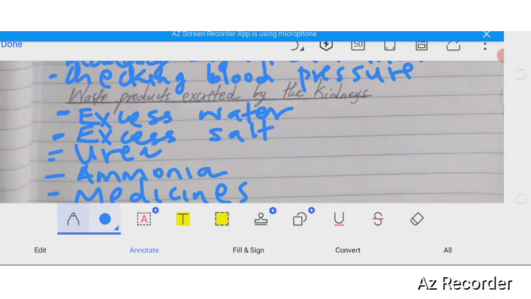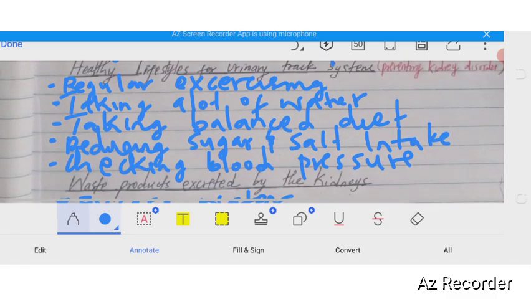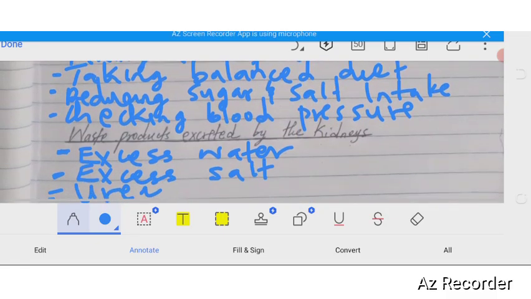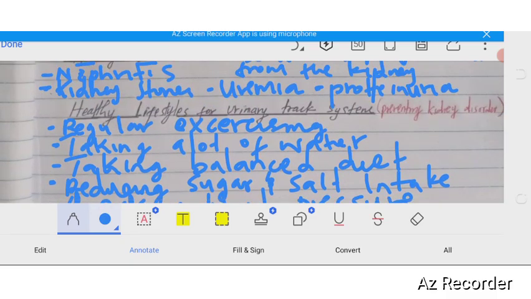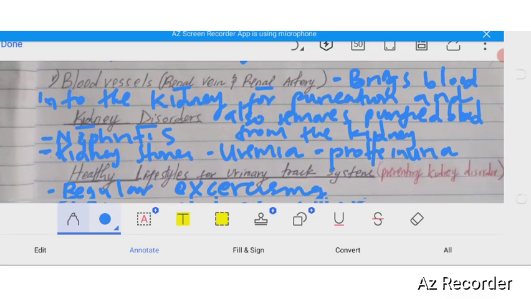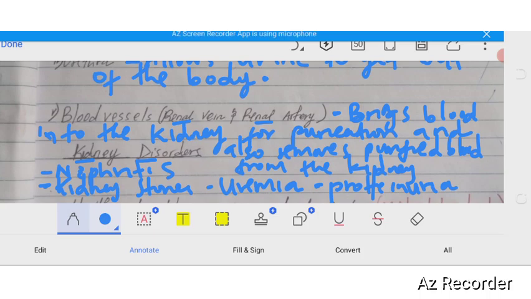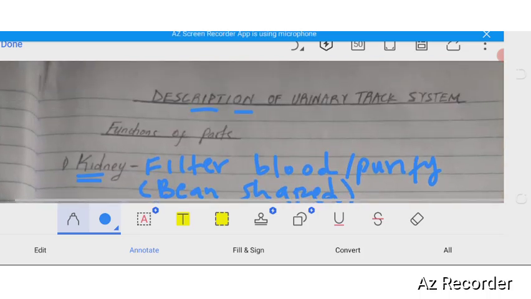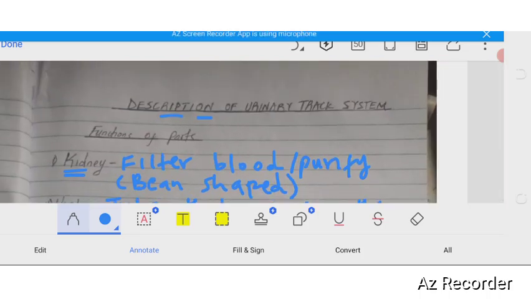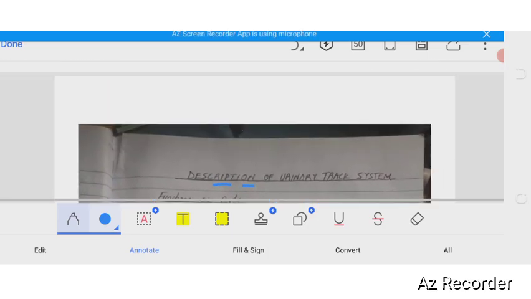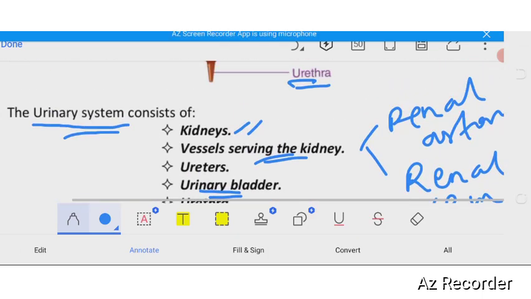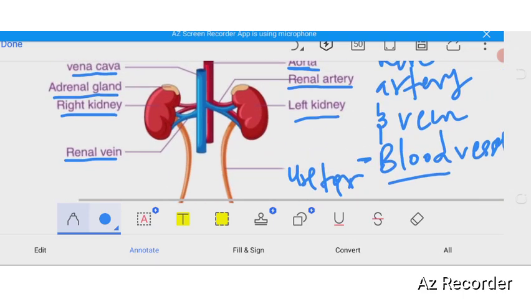So our lesson today has been about kidney disorders. We've talked about waste products excreted by the kidney, healthy lifestyles for the urinary tract system, kidney disorders, and functions of the parts of the urinary tract system.